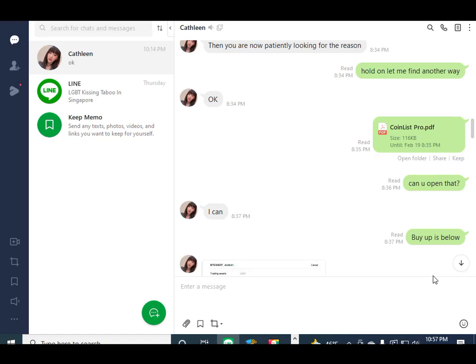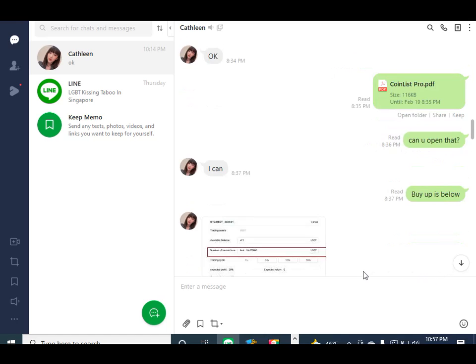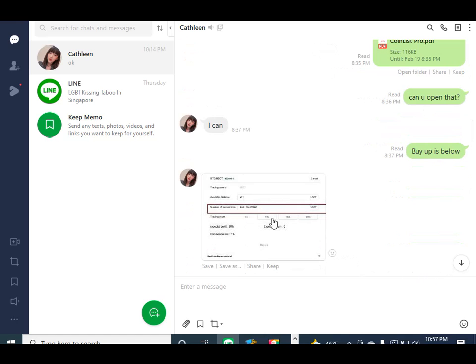I can buy up is below. And you saw this line right there. I wonder if this could open up. Maybe I'll have to reboot for this thing to show well. It's still opening up. I don't have all this time.